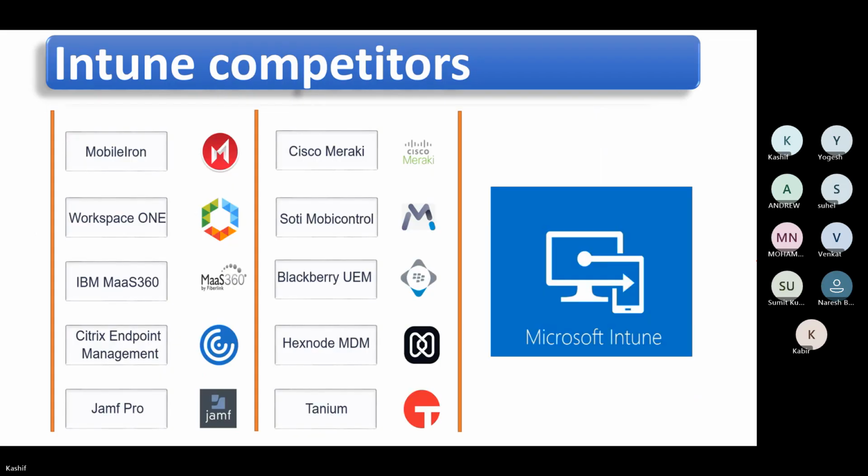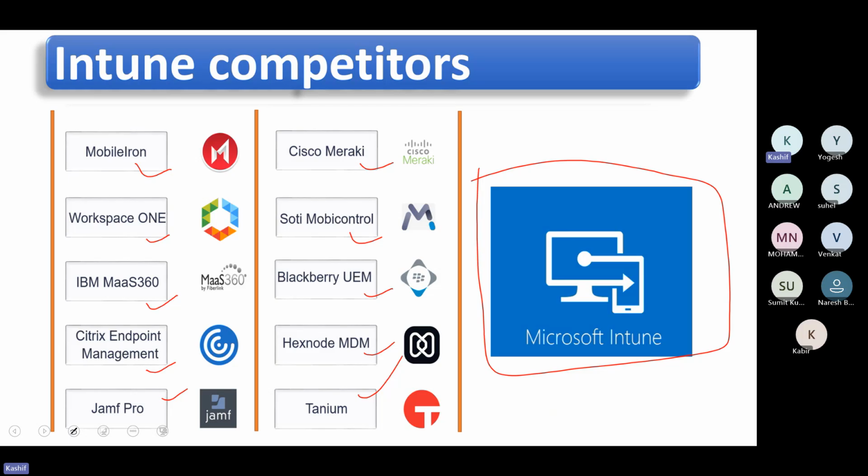Now, let's discuss Intune competitors. We have various Intune competitors like MobileIron, Workspace ONE, IBM MaaS360, Citrix, Jamf, Cisco, SOTI, BlackBerry, Hexnode, Tanium. These are the competitors of Intune, which are also managing mobile devices, but they focus only on Android and iPhone. But Intune manages Android, iPhone, plus Windows devices, plus Linux as well, plus MacBook as well.